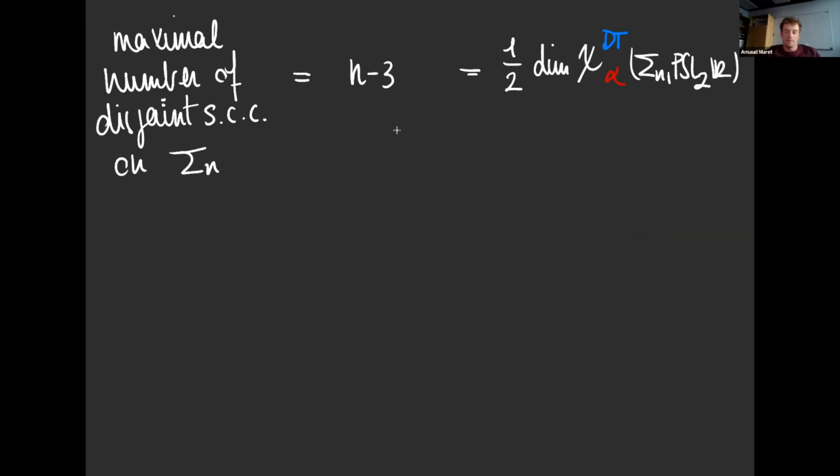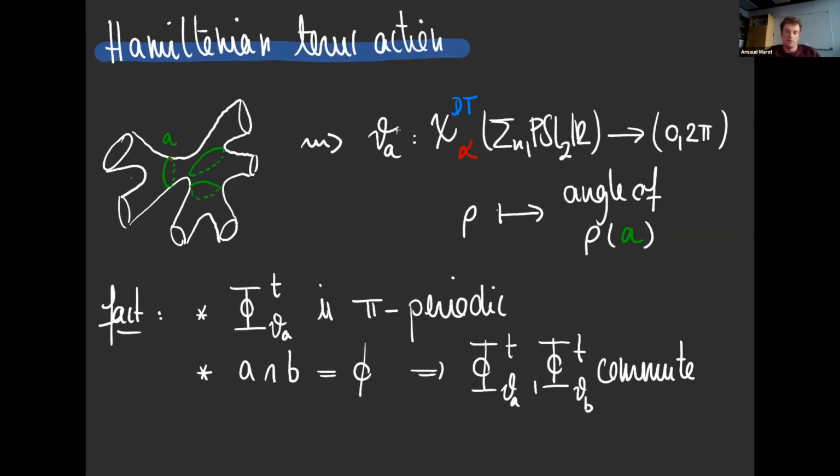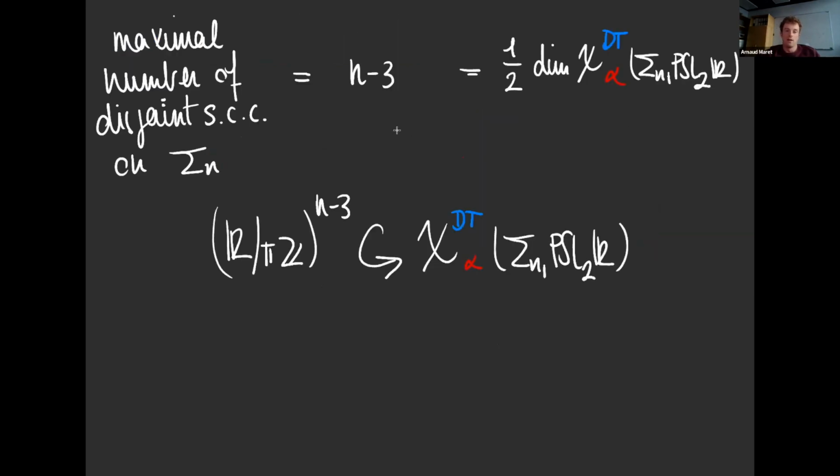So what does it mean? It means that these Hamiltonian flows that are periodic and commute that I introduced here will give you an action of an n minus 3 dimensional torus on your character variety, a Hamiltonian action. And because n minus 3 is half the dimension of the character variety, this is a maximal torus action. And this actually turns your character variety into a symplectic toric manifold.